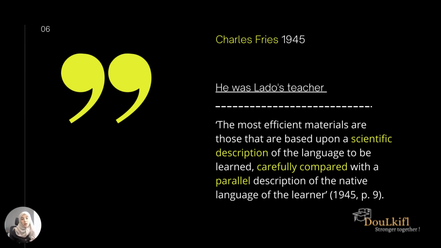So according to Fries, the most efficient materials are those that are based upon a scientific description of the language to be learned. And when we say a scientific description, you can see here the shift in linguistics towards the scientific description of language, and that is to say word order, pronunciation, phonology, morphology, syntax, etc. Carefully compared with what? With a parallel description of the native language of the learner.